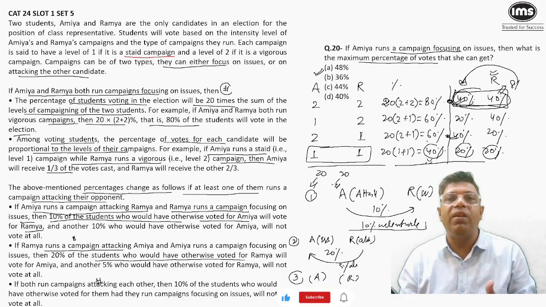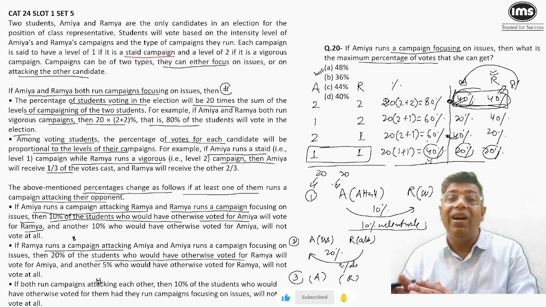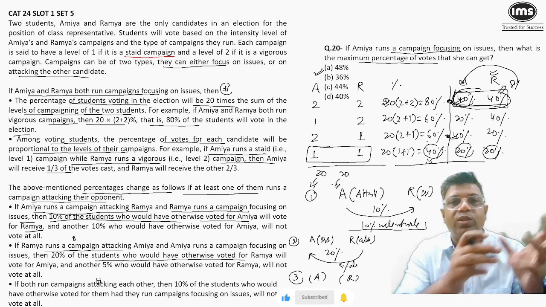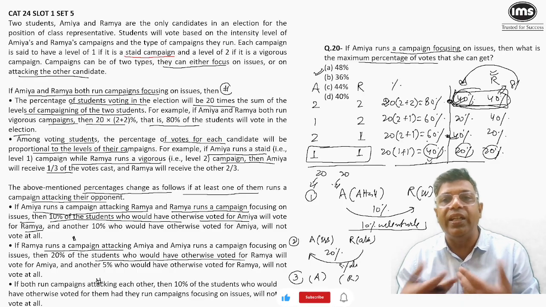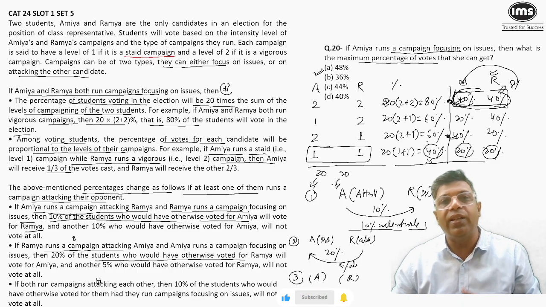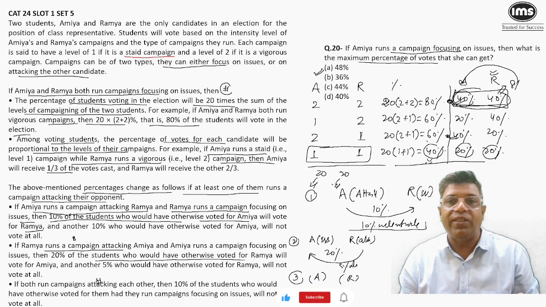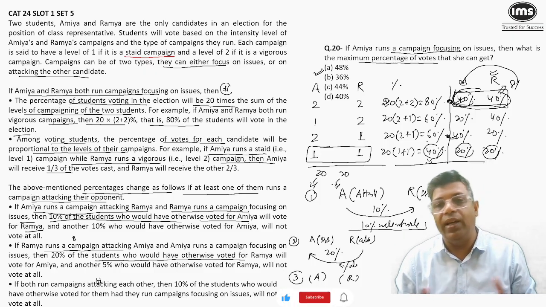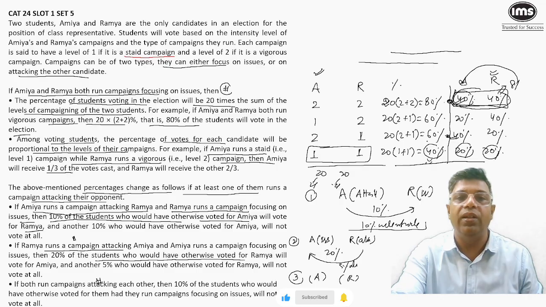But to maximize Amya's vote, if Ramya makes an attacking campaign, then obviously a lot of Ramya's votes will switch to Amya. So in that case, Amya's voting percent will increase. And that is why we are assuming that Ramya makes an attack-based campaign. In that case, 20% of her vote will switch to Amya. And that is why the answer is 48%. Let's go to the next one.